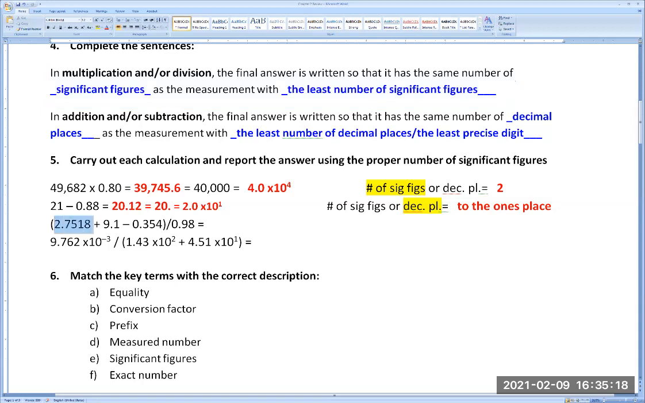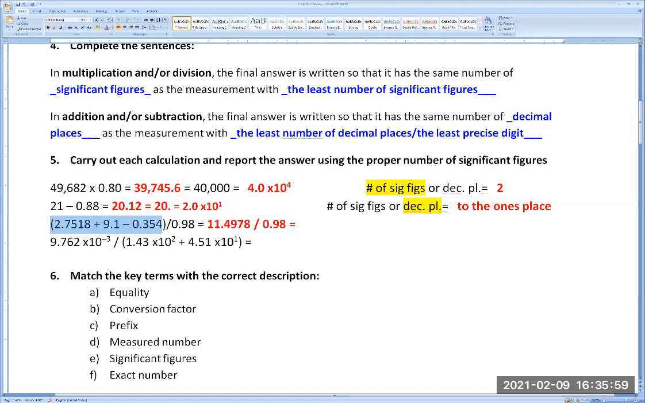So let's do this calculation in the calculator first. 2.7518 plus 9.1 minus 0.354 equals. And so the intermediate answer is 11.4978. And then you keep the rest the same for now. Okay. So this is the intermediate answer. That is the answer of what's in the parentheses.